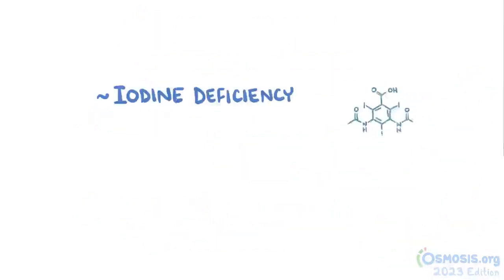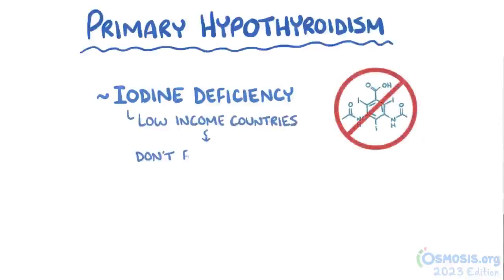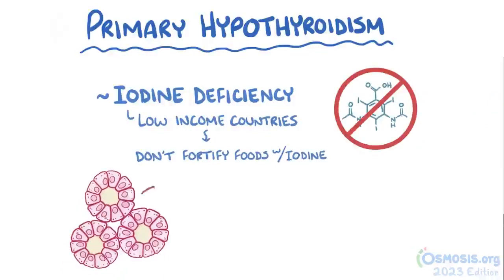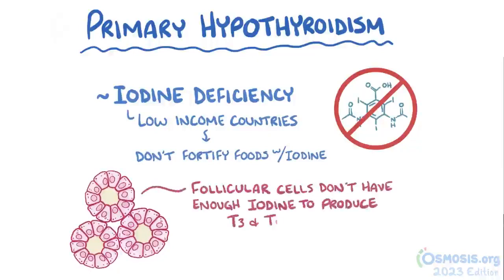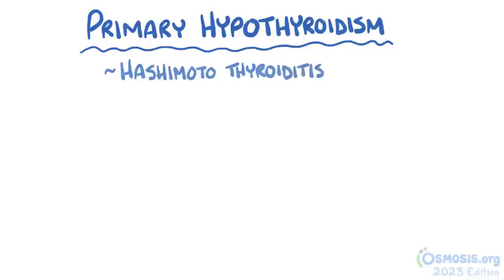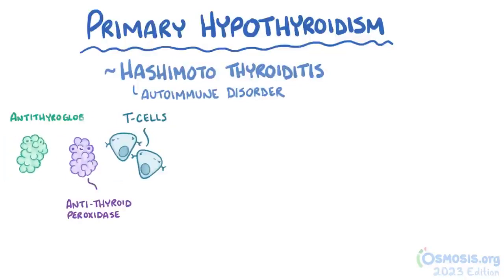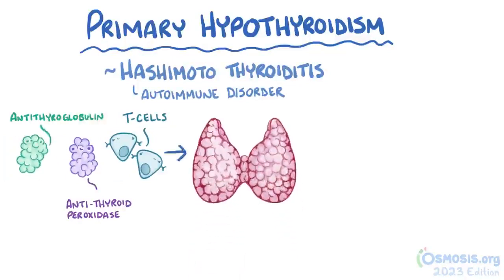Iodine deficiency is the most common cause of primary hypothyroidism in low-income countries that don't fortify their food with iodine. This causes primary hypothyroidism because the follicular cells don't have the iodine they need to produce T3 and T4. In countries that do fortify foods with iodine, the most common cause of primary hypothyroidism is Hashimoto thyroiditis, which is an autoimmune disorder where T cells and autoantibodies like anti-thyroid peroxidase and anti-thyroglobulin infiltrate the thyroid.